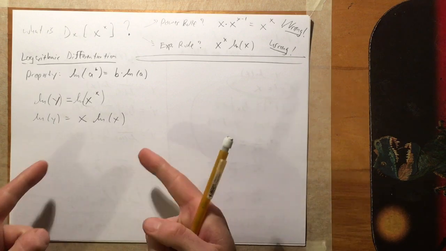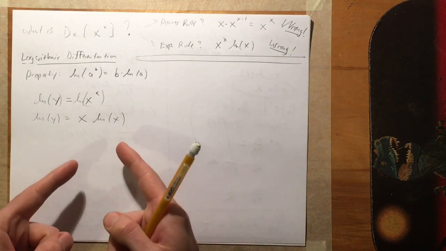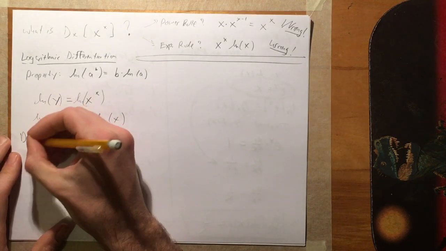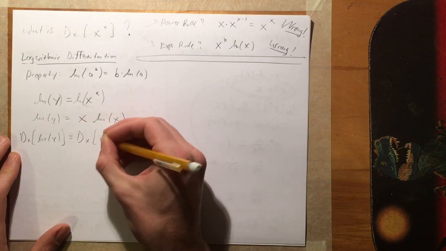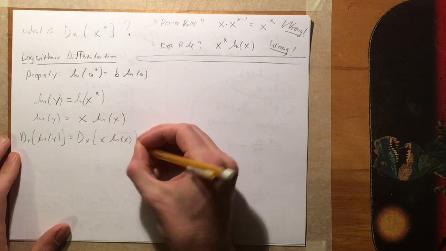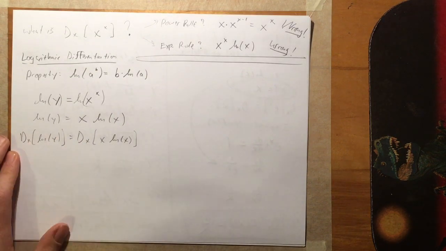Okay, now that we've taken advantage of that handy-dandy rule for logarithms, now we're going to take the derivative of both sides. So now we're doing implicit differentiation. On the left, we have the derivative of the natural log of y.